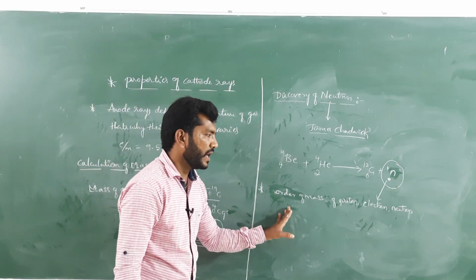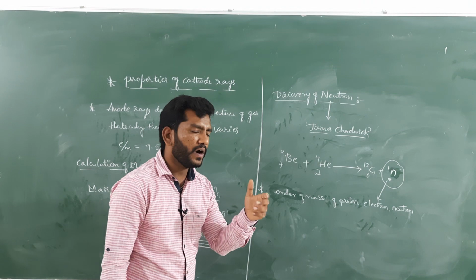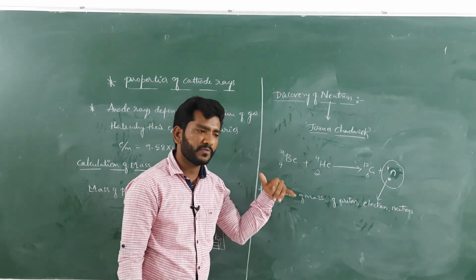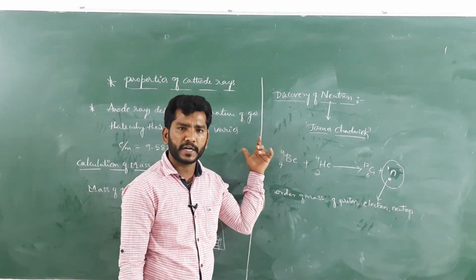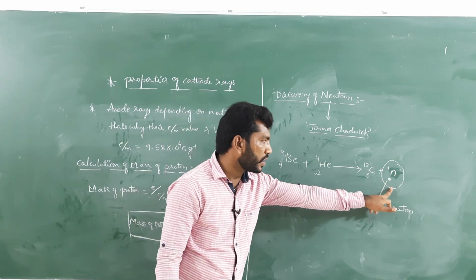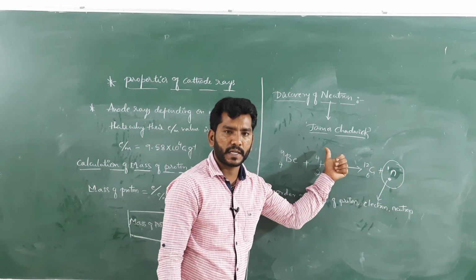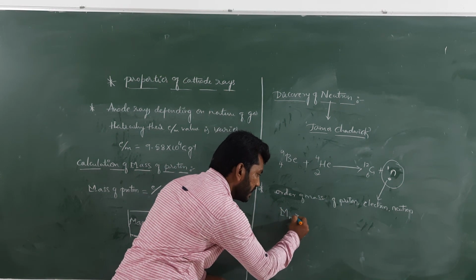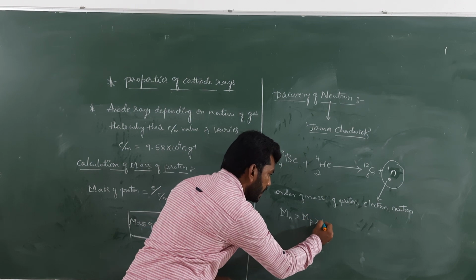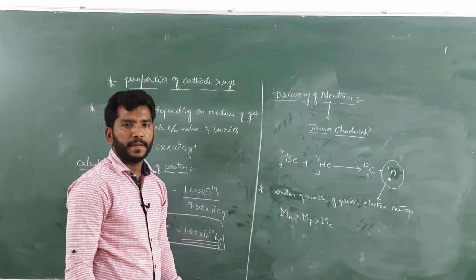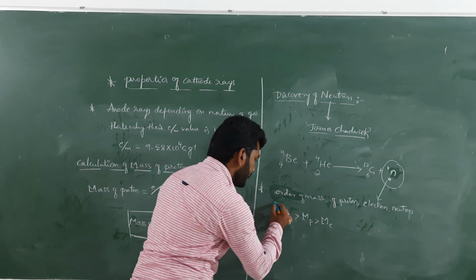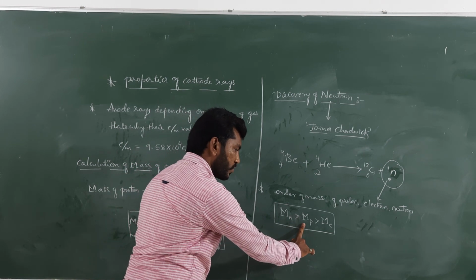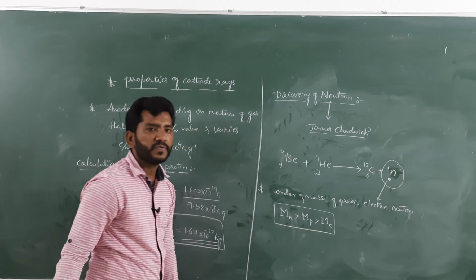Here we have to know that the mass of the neutron is somewhat more than the mass of a proton. Since the mass of the proton is more than the mass of the electron, and the mass of the neutron is more than the mass of the proton, the order of masses would be: mass of neutron greater than mass of proton, and mass of proton greater than mass of electron. This is an important order we have to know always.